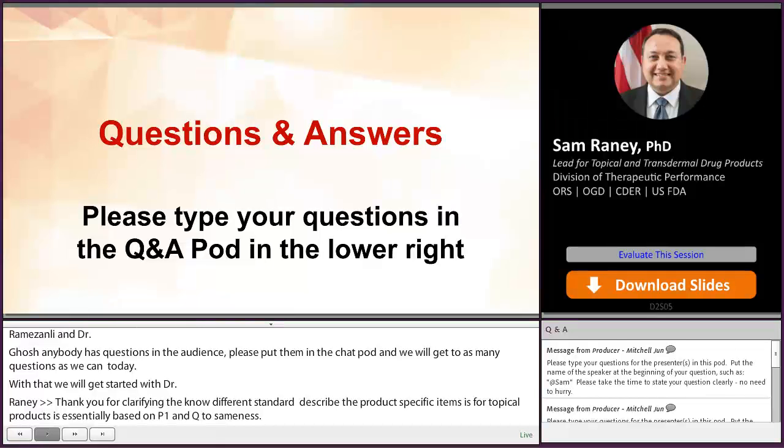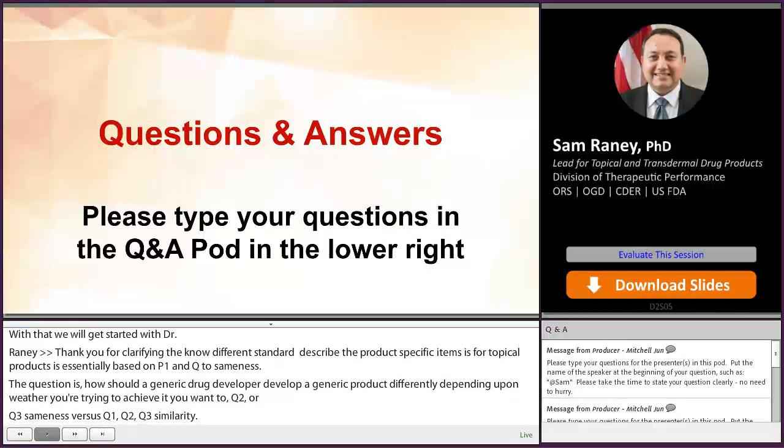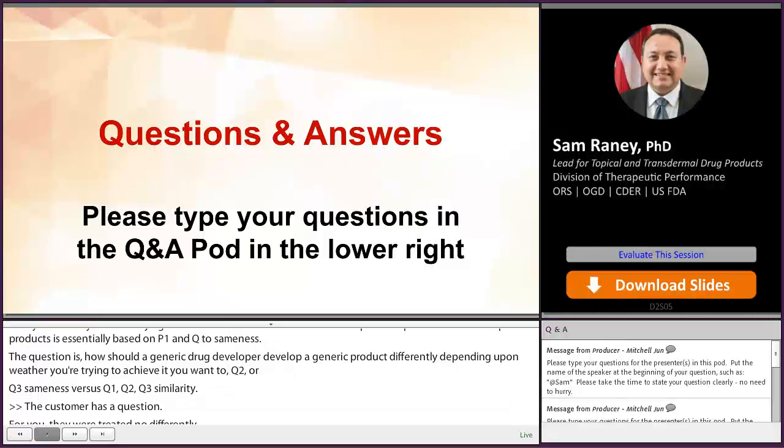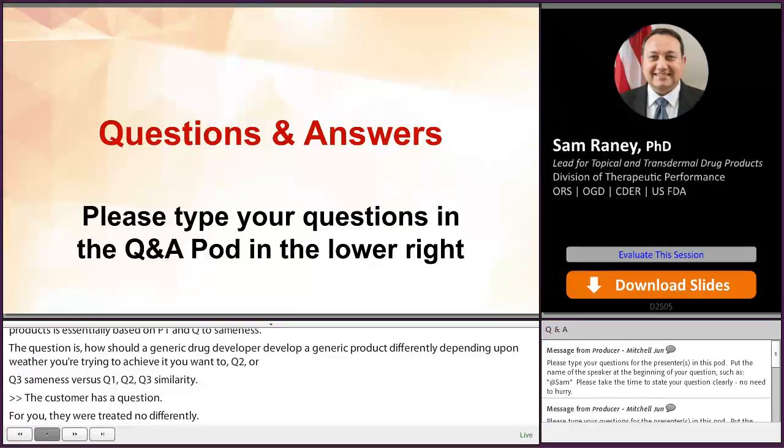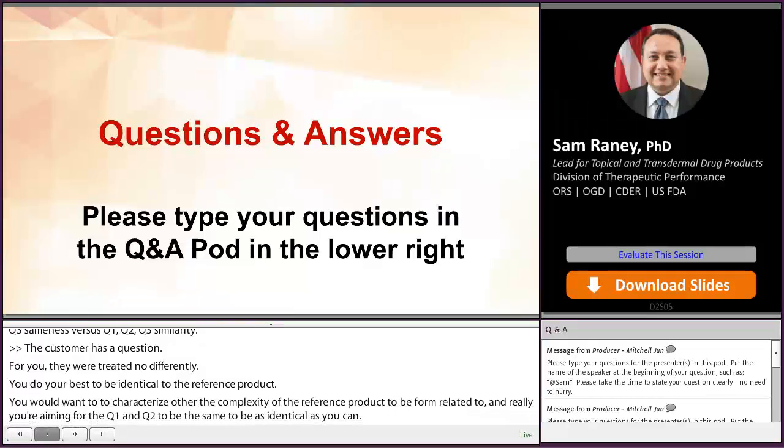Okay. That's a really good question. So for you, the reality is you would treat it no differently. You would do your best to be identical to the reference product. So you would want to characterize all the complexity of the reference product, to deformulate it, and really you're aiming to be Q1 and Q2 the same, to be as identical as you can. And when you have done the best you can, and you've characterized Q1, Q2, and Q3, let's say that you've demonstrated that you think you've matched it really well, then send that in to the FDA.